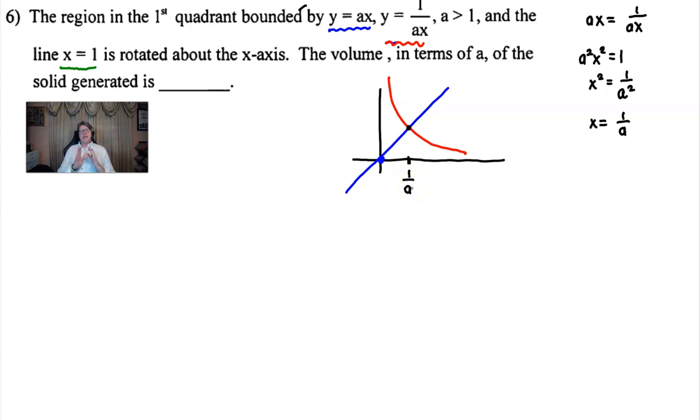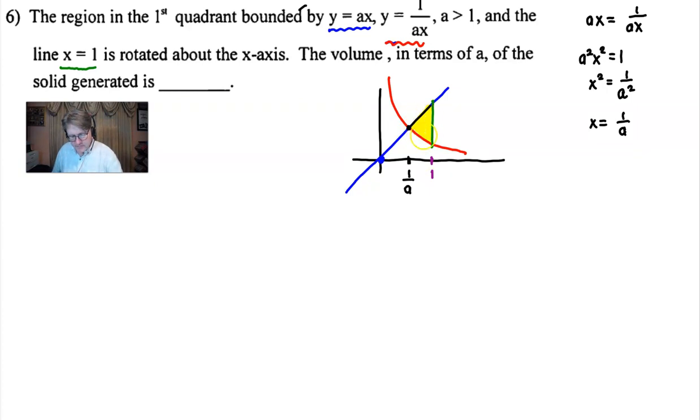Now, if a is larger than 1, what side of 1 over a would 1 lie on? I'm going to let you think about that for a second. What side of 1 over a would the value 1 be on? If you said the right side, good for you, because you are correct. Therefore, I'm going to graph the green vertical line x equals 1 there. I don't have to graph all of it, because if I stop right there, I have an enclosed region, and that's what we're looking for.